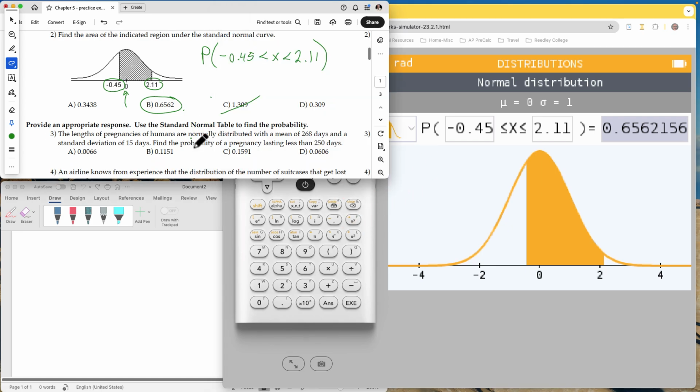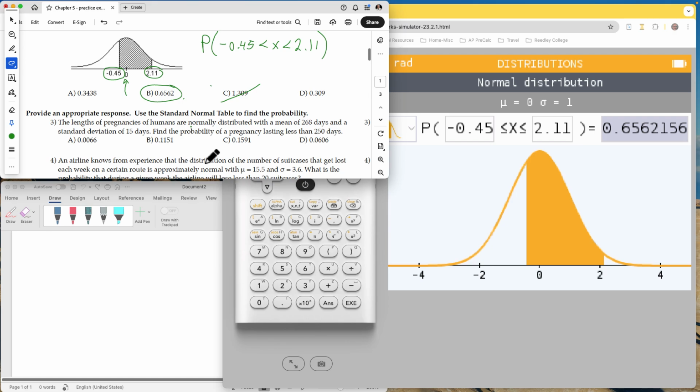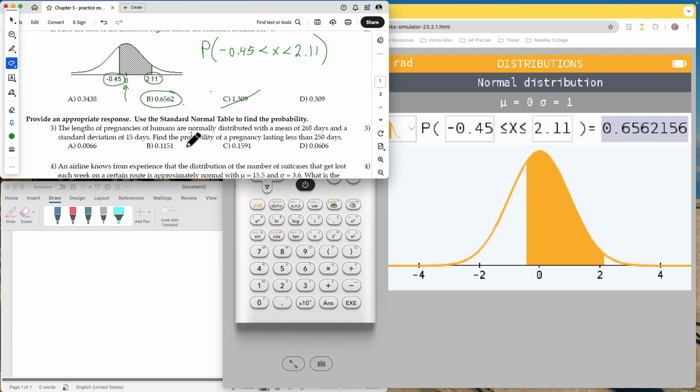All right, a similar thing for question 3. Use a standard normal table. We're not going to use the table because we have this calculator here. We might not match exactly because the table has to do some rounding, but let's see how we would do this. The lengths of pregnancies of humans are normally distributed with a mean of 268 days and a standard deviation of 15 days.